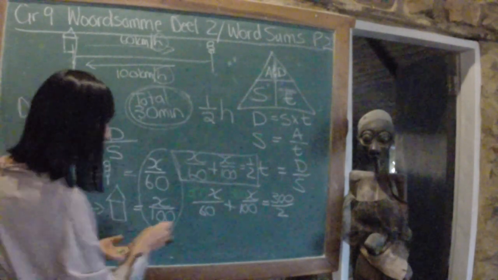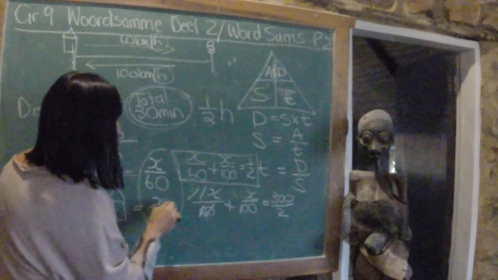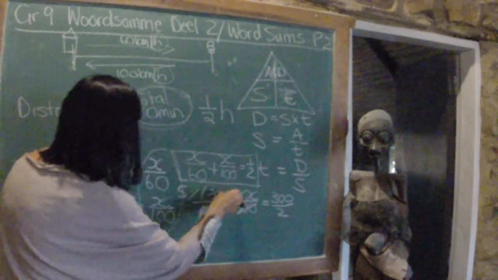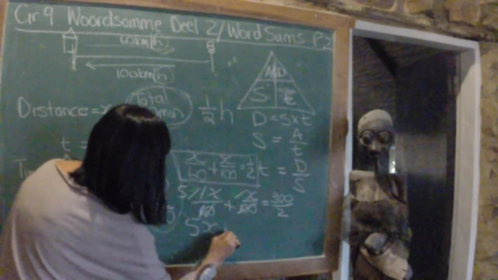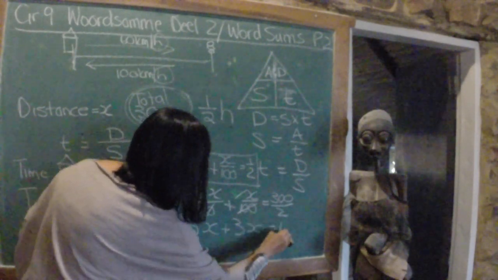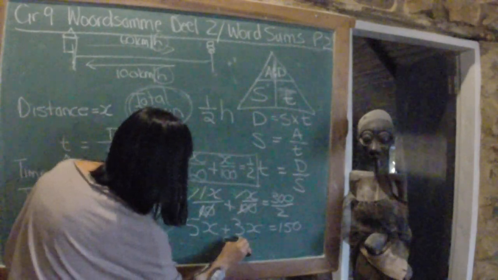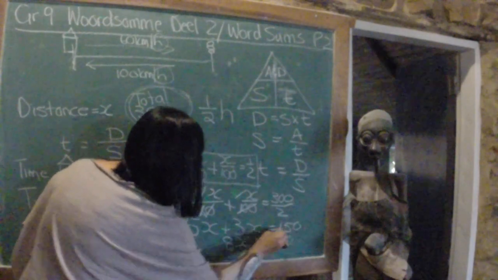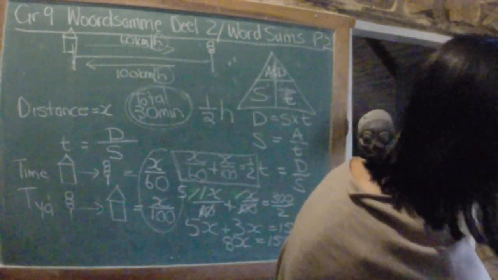So kom ons kanselleer uit. Daai 0 en daai 0 kanselleer uit. 6 gaan 5 maal in 30 in. En daai 100 gaan 3 maal in 300 in. So ek het 'n 5x plus 'n 3x is gelyk aan 150. So dit gee vir my 8x is 150. En wanneer ek die maal oor die is gelyk aan vat, word hy 'n deel.